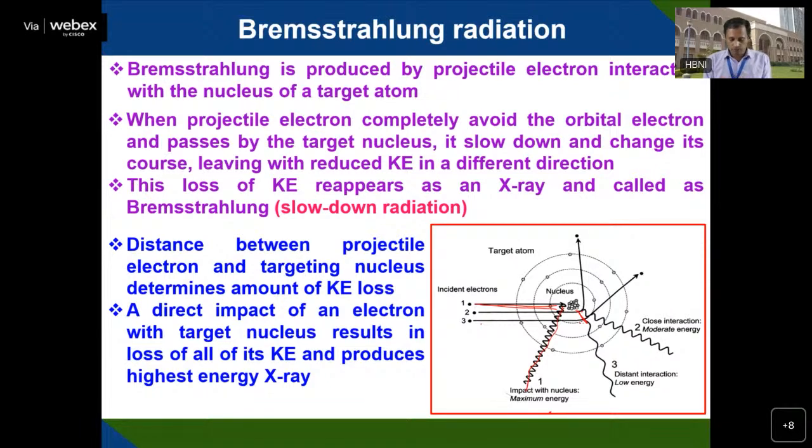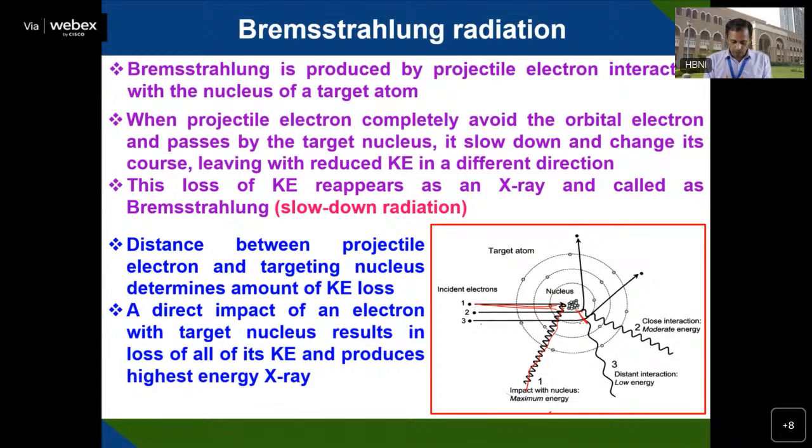The kinetic energy lost during this interaction appears as X-rays, called slowing-down radiation or Bremsstrahlung radiation. That energy is quite low compared to the characteristic X-ray. So the distance between the projectile electron and the target nucleus determines the amount of kinetic energy loss.